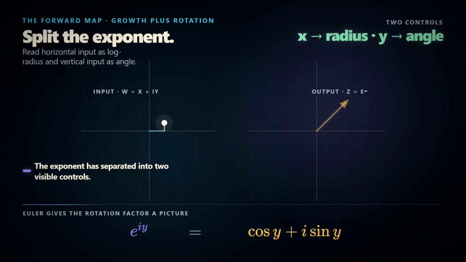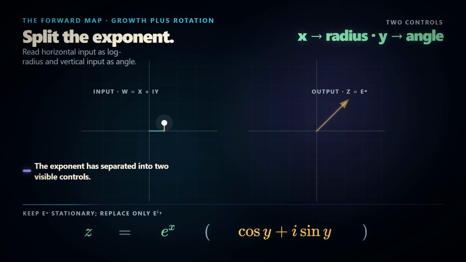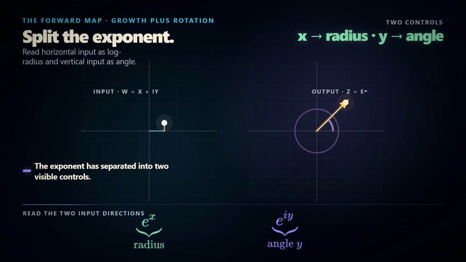Euler's formula identifies the second factor, e to the iy equals cosine y plus i sine y. Substitute it while e to the x stays fixed. Now z equals e to the x times (cosine y plus i sine y). The bracket is a unit arrow at angle y. The positive factor e to the x scales it. So the real input x becomes log radius, while imaginary input y becomes angle.